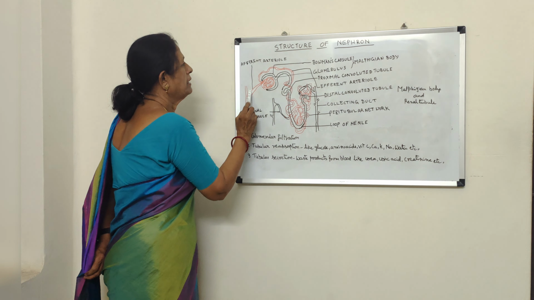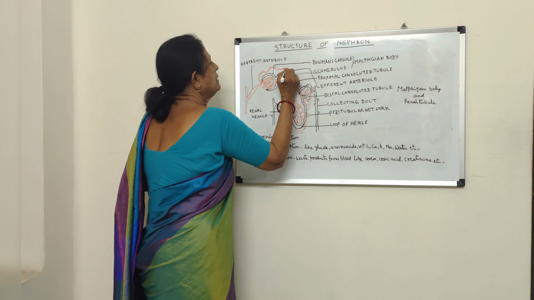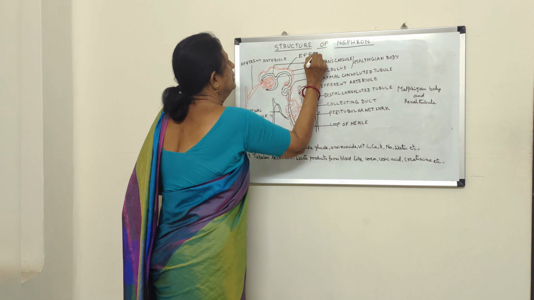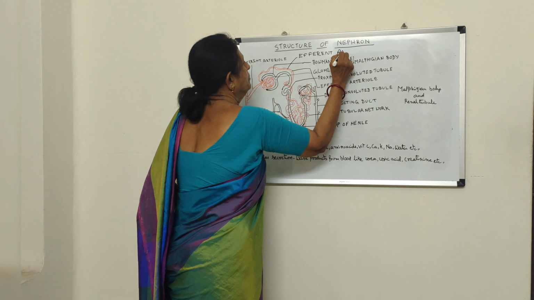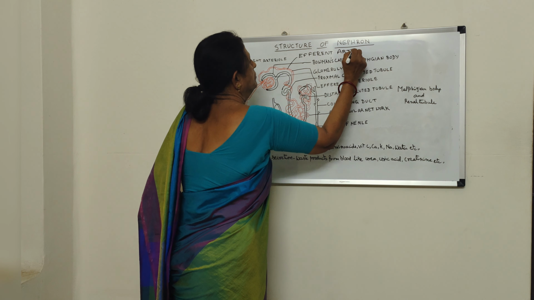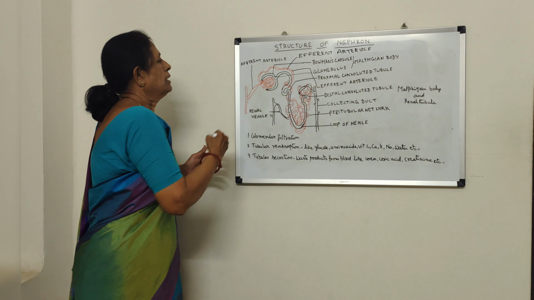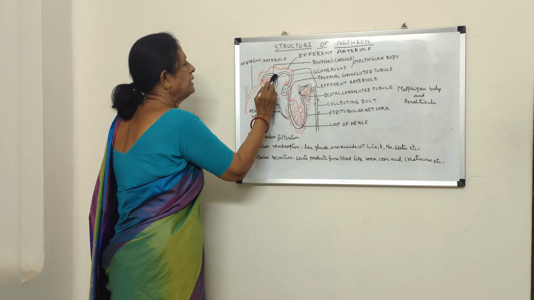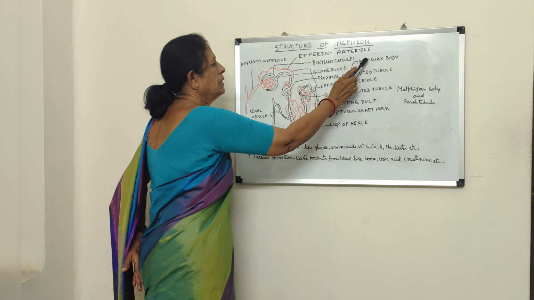So this one is afferent arteriole and this one is efferent, E-F-F-E-R-E-N-T. Efferent means outgoing. Efferent arteriole. So this efferent arteriole comes out. Now, in the Bowman's capsule, what happens? The filtered blood passes through a tube-like structure. That is, glomerulus and Bowman's capsule put together are known as Malpighian body.